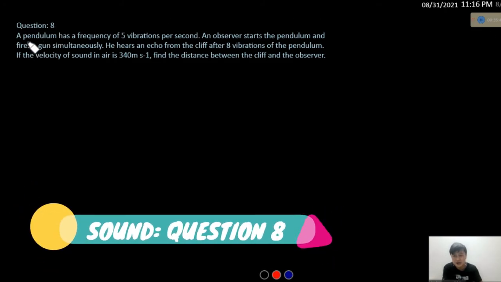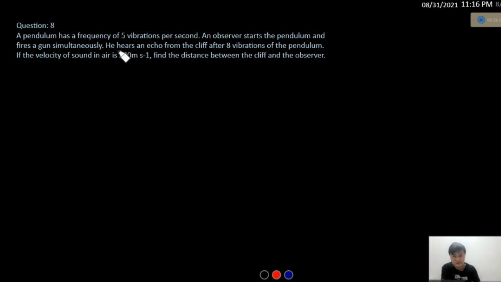Okay. Here it says that a pendulum has a frequency of 5 vibrations per second. An observer starts the pendulum and fires a gun simultaneously. He hears an echo from the cliff after 8 vibrations of the pendulum. If the velocity of sound in air is 340 meter per second, find the distance between the cliff and the observer.